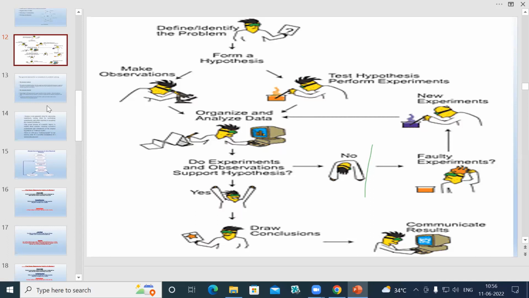If it is accepted, then that is fine. If it is not, then you again go for the hypothesis. This is a diagrammatic presentation. Suppose your hypothesis is accepted and you draw the conclusion and then you communicate the result. But if it is not accepted and needs revision, then you again go back to the formation of the hypothesis. Now let us go to the next slide.